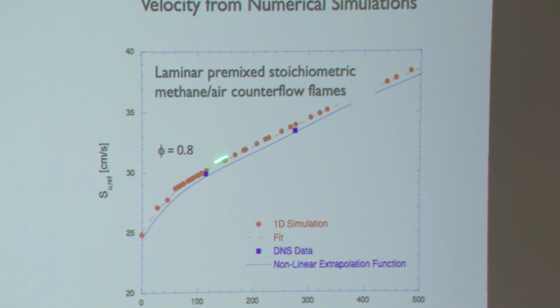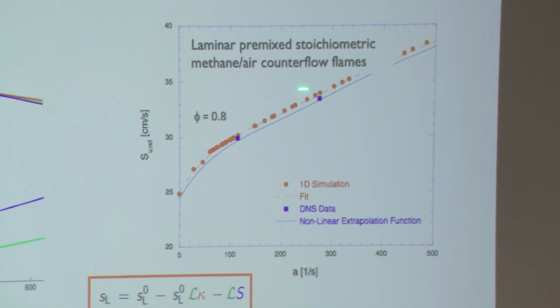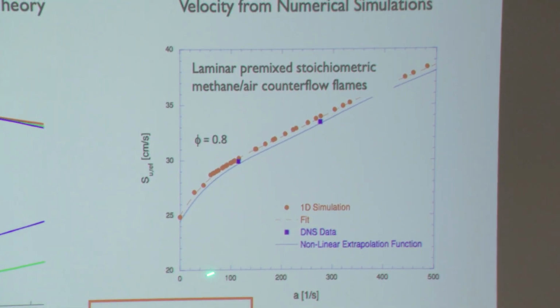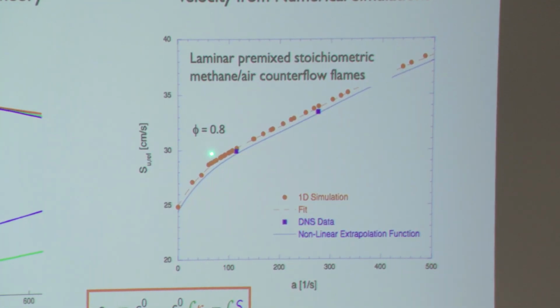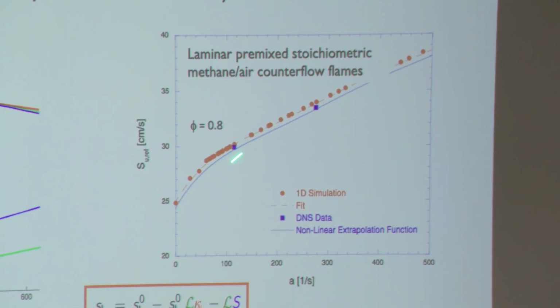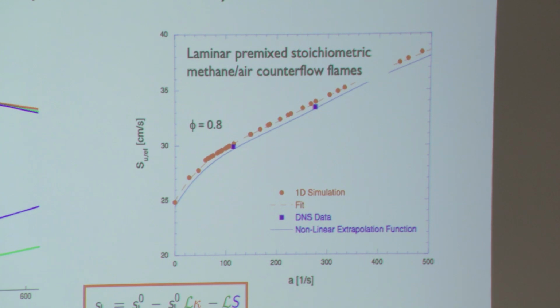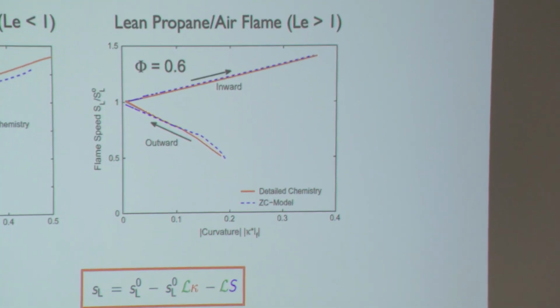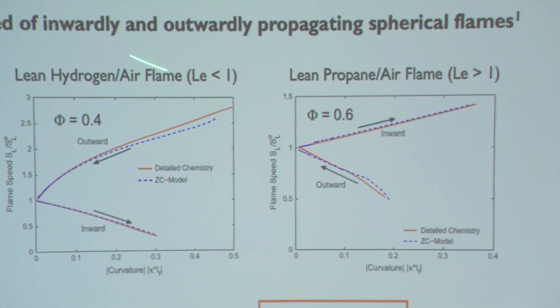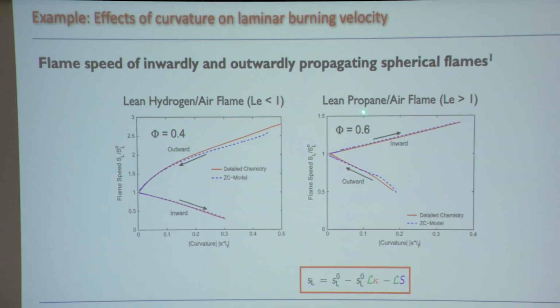They extrapolate to 0 strain. And here you see that the higher the strain, in this case, the higher the burning velocity. Okay, and this here shows now what happens between some hydrocarbon fuel, propane in this case, and hydrogen.